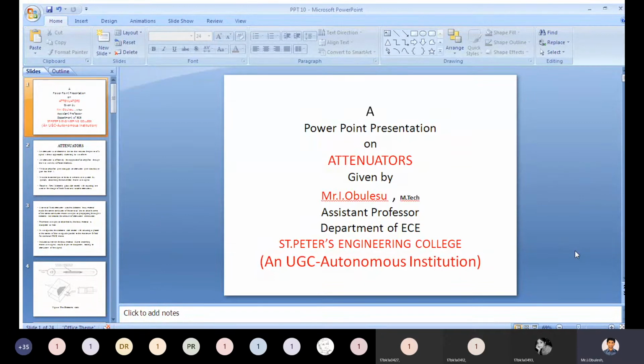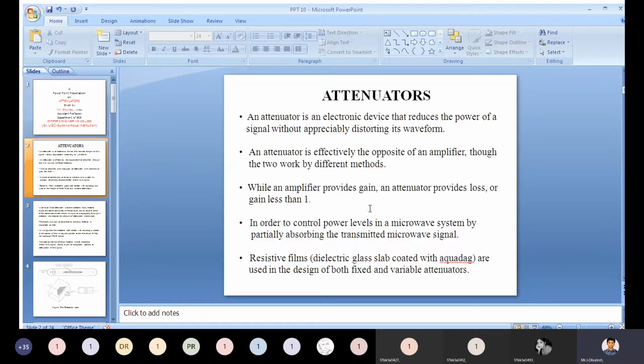I think all will know it. What is meant by attenuation? The general definition of attenuation is power loss in the system or power loss in the device.